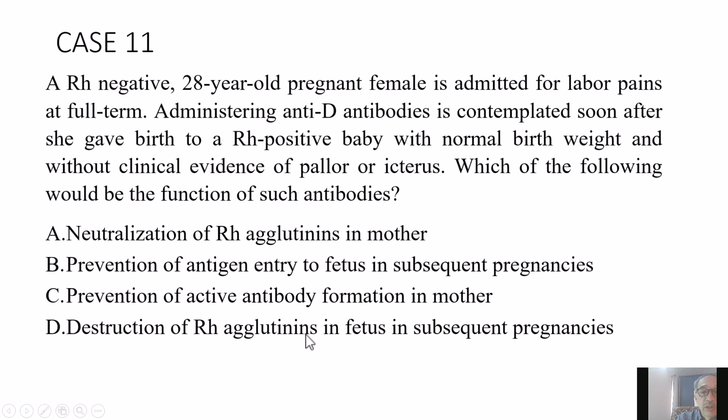Destruction of Rh agglutinins in the fetus in subsequent pregnancies is also wrong. These agglutinins cannot destroy the agglutinins. So the answer is prevention of active antibody formation. That is the rationale. The mother should not be sensitized at all. The Rh positive cells should be destroyed very soon because the cells only enter at the time of delivery or labor. So as soon as they enter, you destroy them and prevent antibody formation.